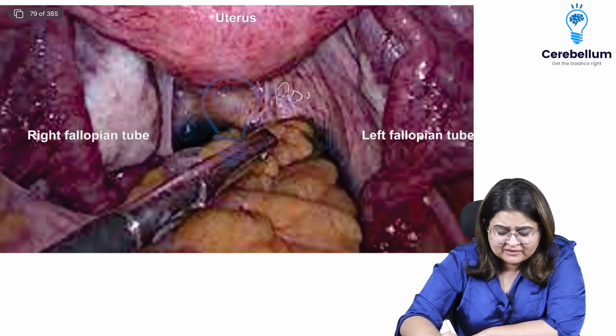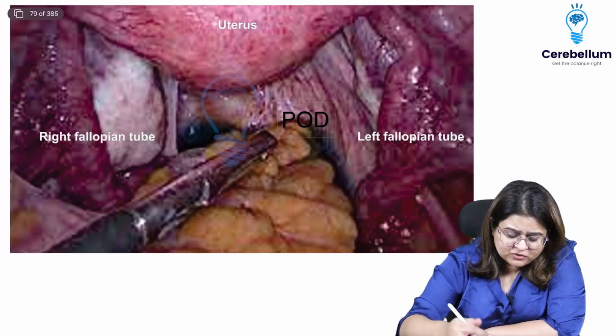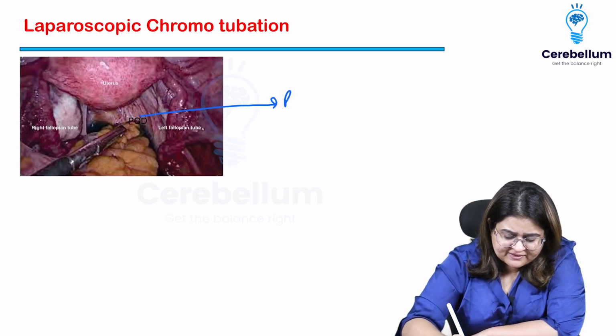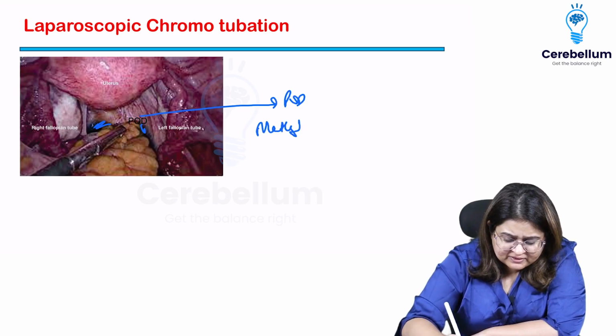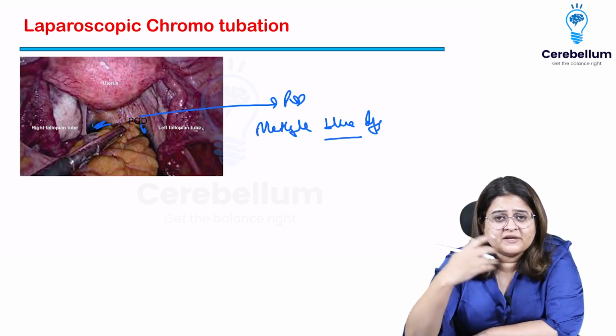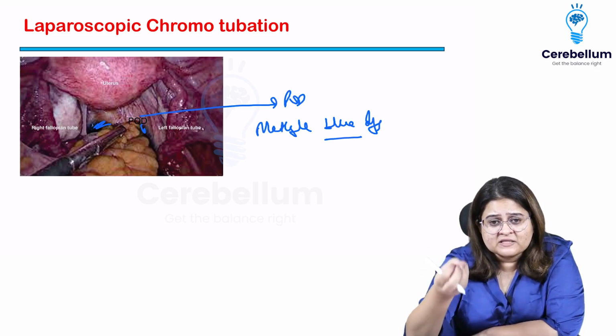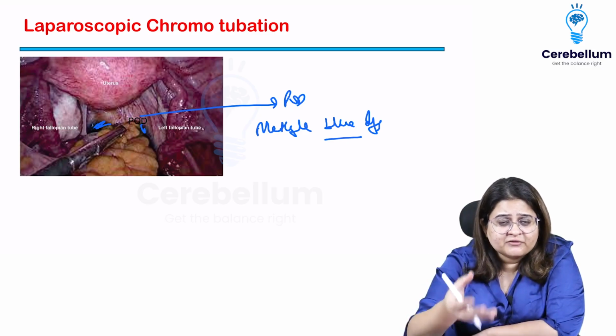This is the pouch of Douglas. This is posterior to the uterus. So the dye you're seeing in the pouch of Douglas here, in this area, this blue color here, this is methylene blue dye. So you've put a laparoscope inside. Somebody from below is injecting the methylene blue through the Leach Wilkinson cannula, and you're actually visualizing the spill from the tube, from the fimbrial end.